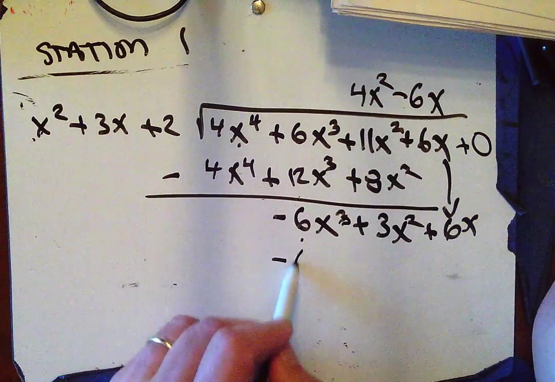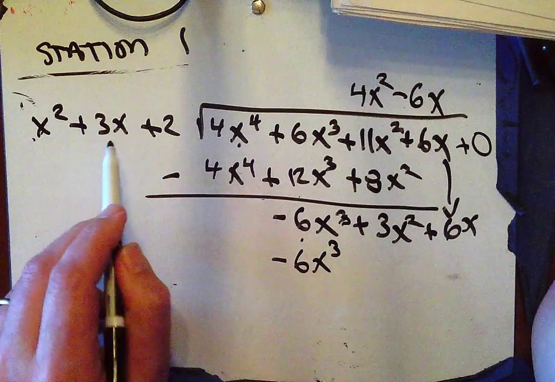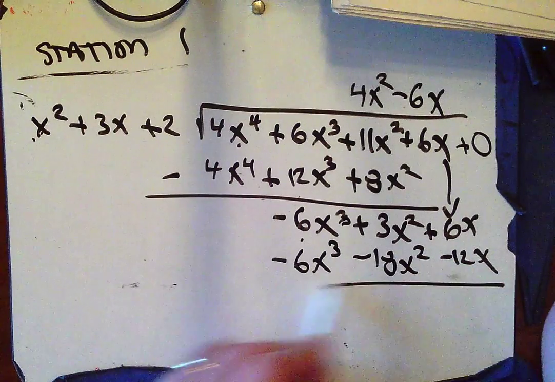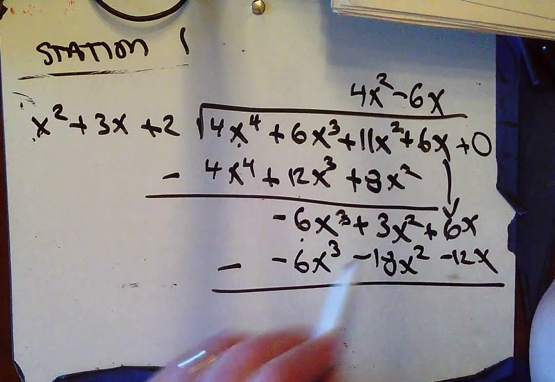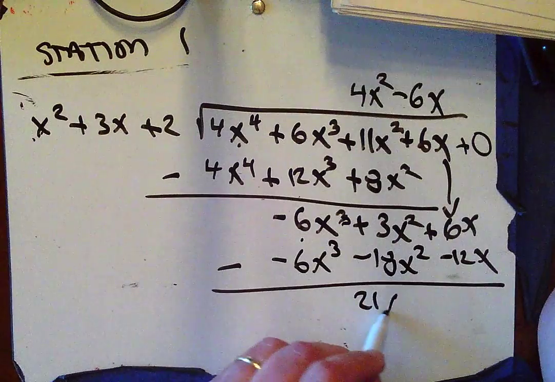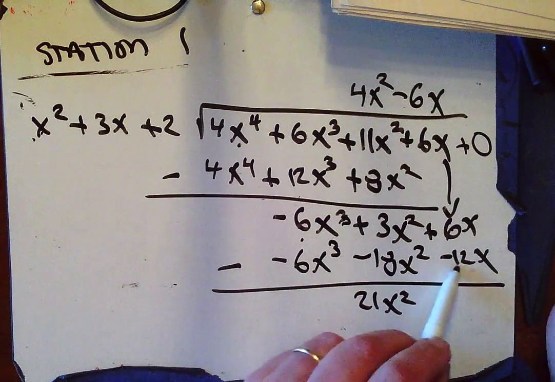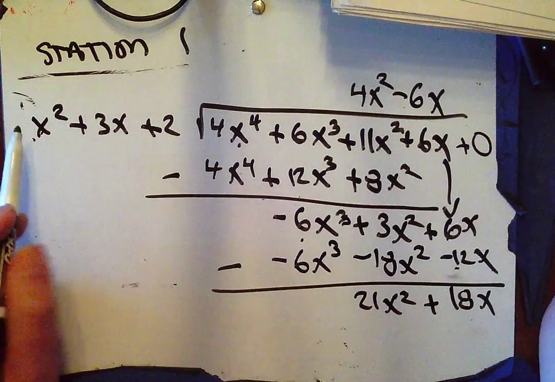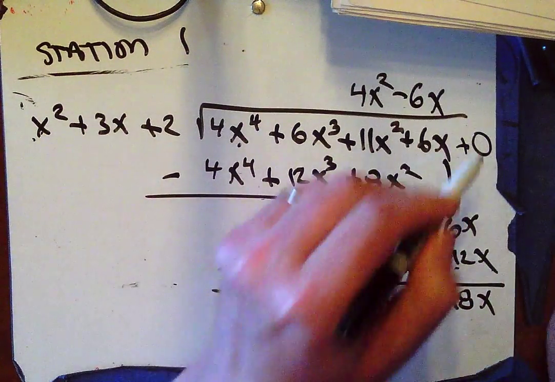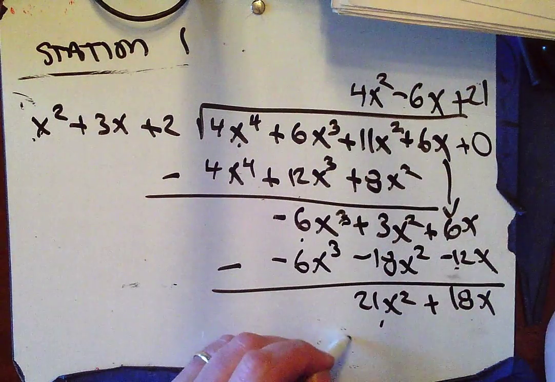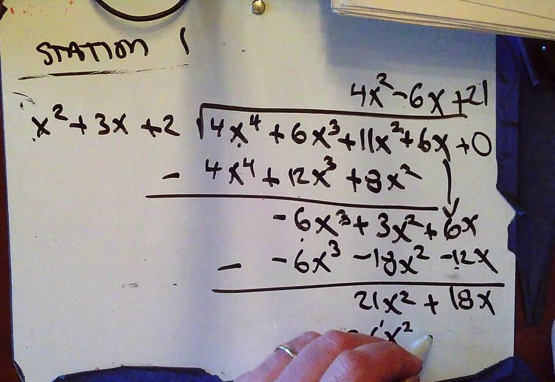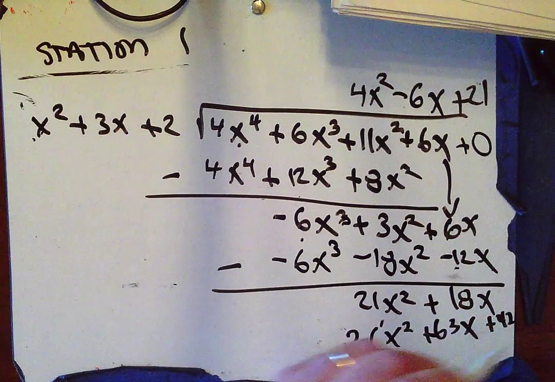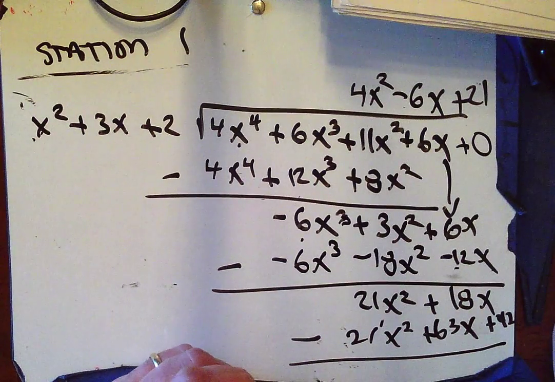And so I distribute that negative 6x back. Minus 18x squared minus 12x. And I'm going to subtract. 3 minus a minus 18 is 21. And 6 minus a minus 12 is positive 18. Finally, what am I multiplying this by to turn it into that? 21. So I've got 21x squared plus 63x plus 42.